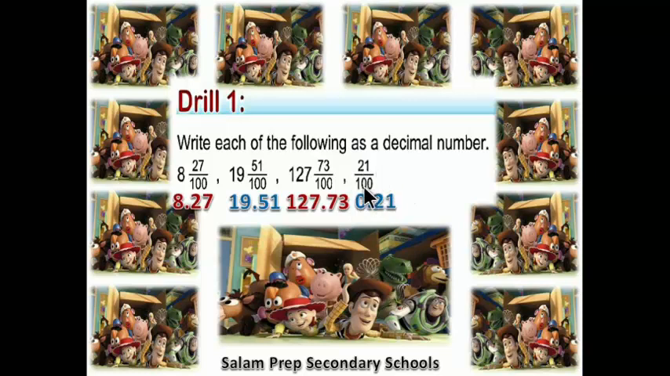21 over 100. Please write the decimal point first and then write the whole number. There is no whole number here. Take care, this is a proper fraction, okay? This is a proper fraction. So we will put 0 in the whole number. In the decimal part, we can write 21 hundredths, okay?